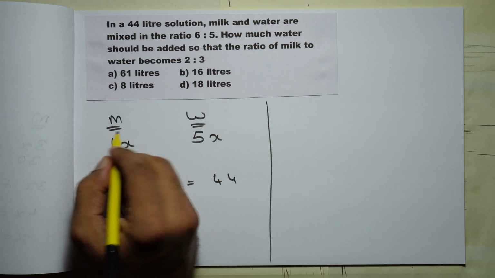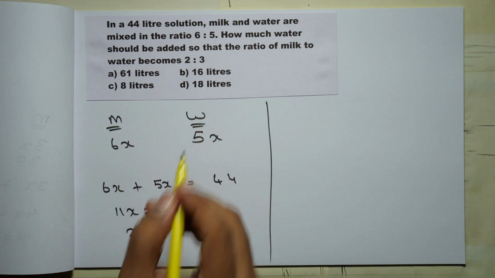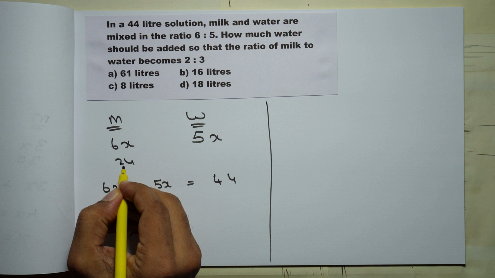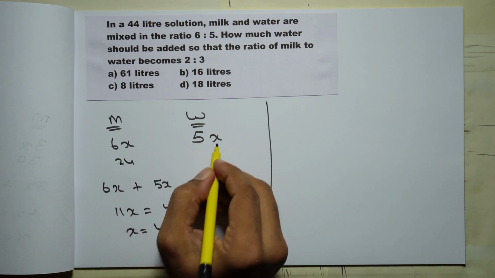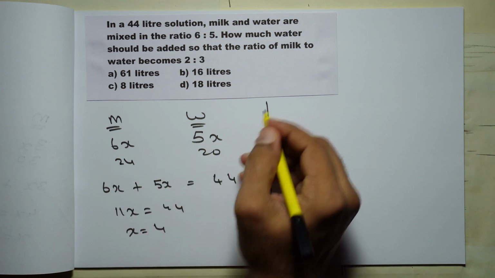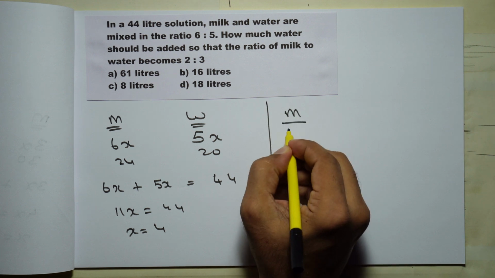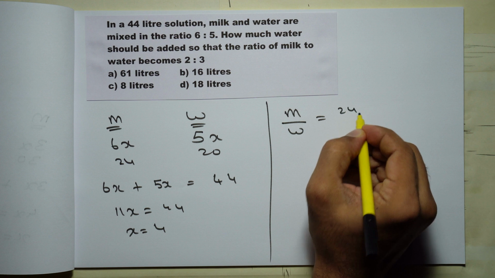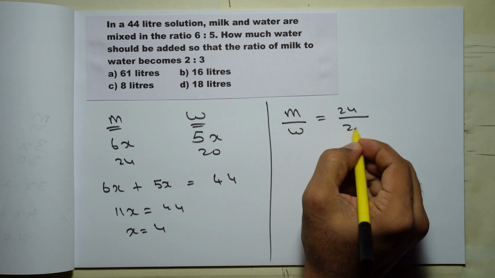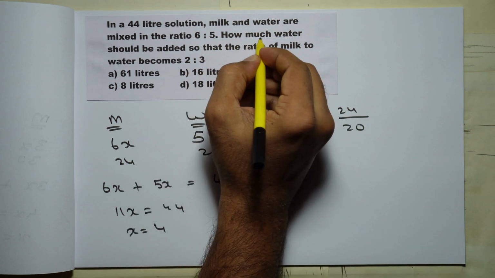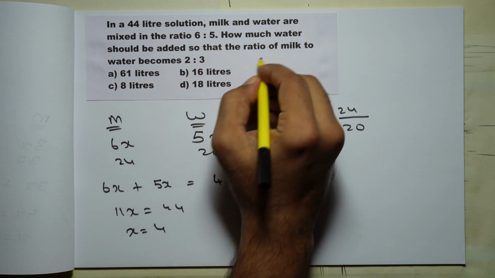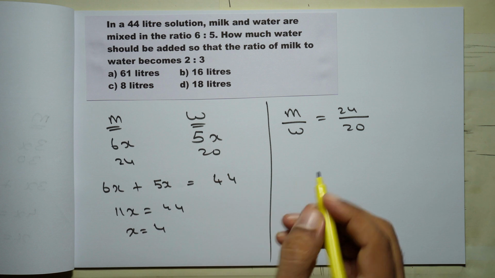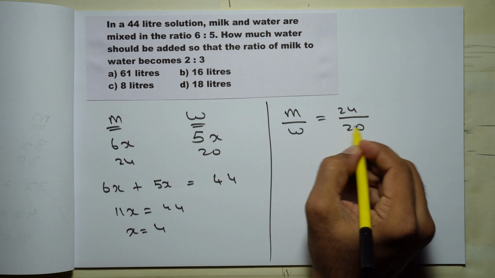So we'll find out the actual values of milk and water. 6x, where x is 4, so 6 into 4 is 24. And 5x, so 5 into 4 is 20. So the actual quantities of milk and water are: milk is 24 and water is 20. How much water must be added so that the ratio of milk to water becomes 2:3? So milk is 24, water is 20.